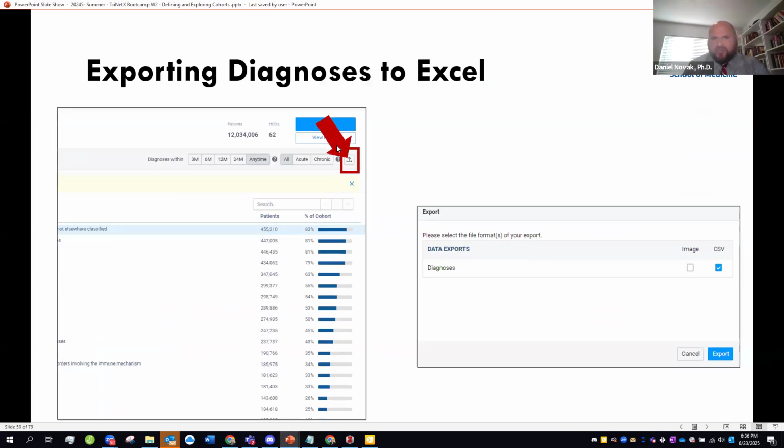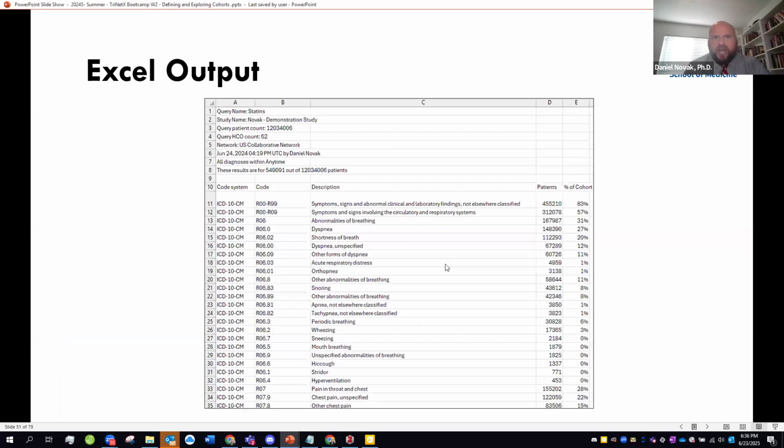And you can see that when you click on that little button, it'll give you a little data export function here that you can use to figure out what you want. And you can see it looks something like this, where it tells you the code system, the code series, here's R06.00.09, and so forth, and what number of people and percentage of the cohort overall is being included, and some additional information.